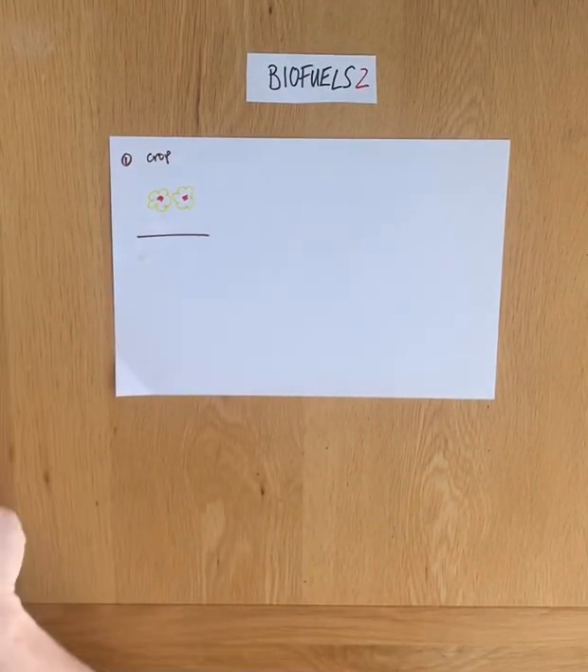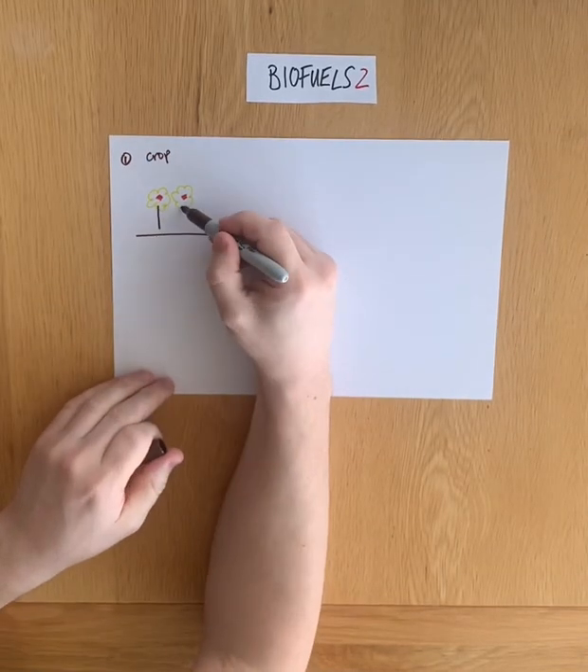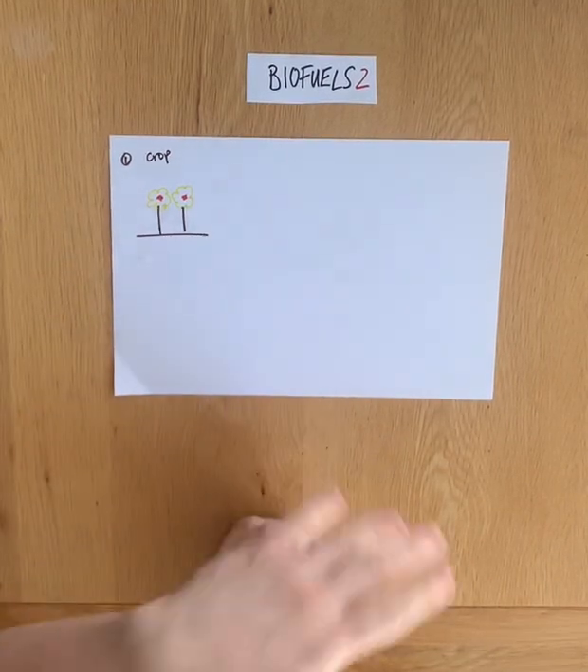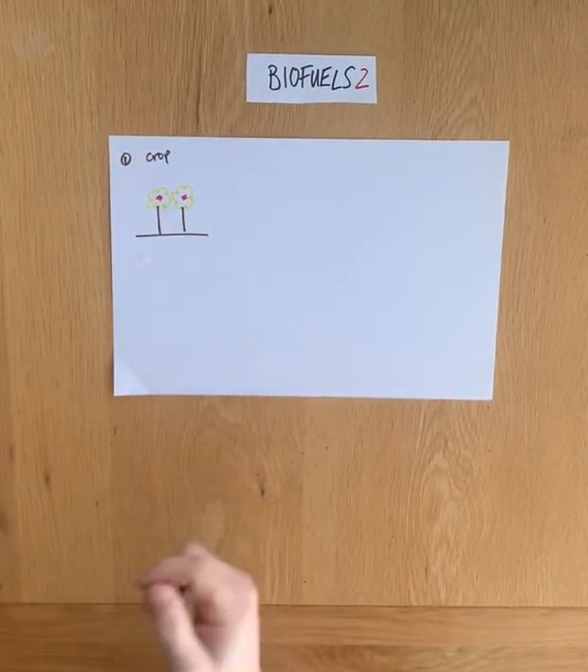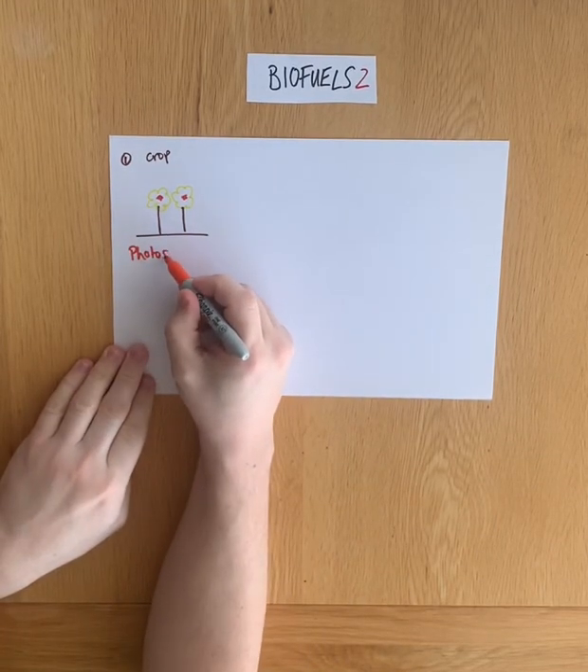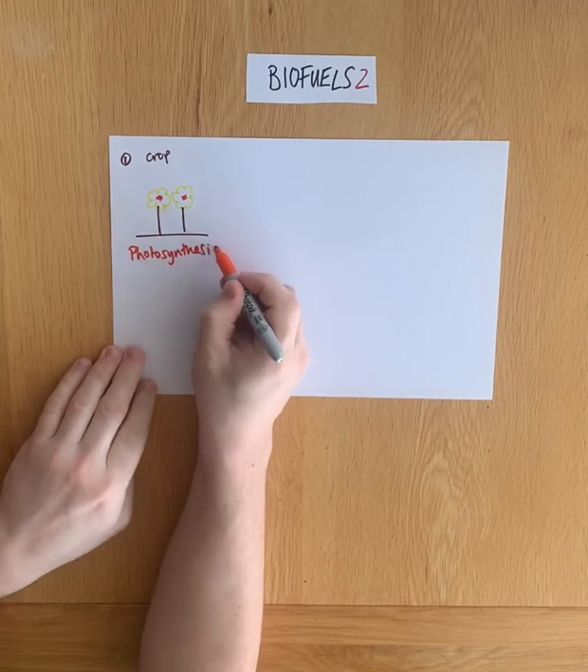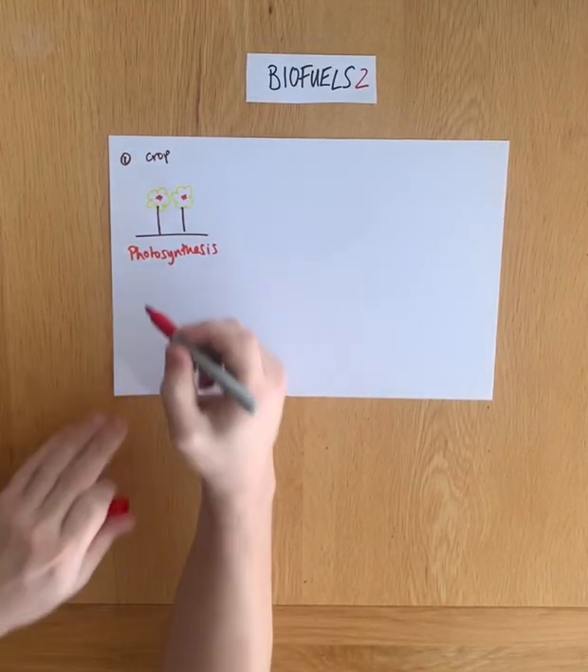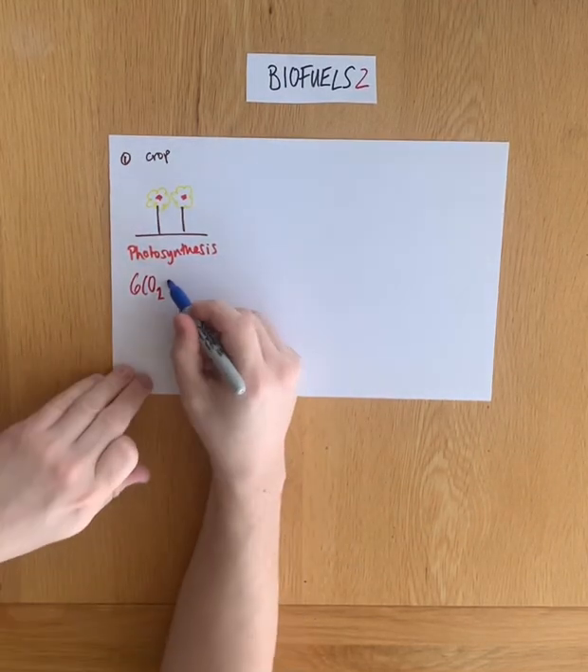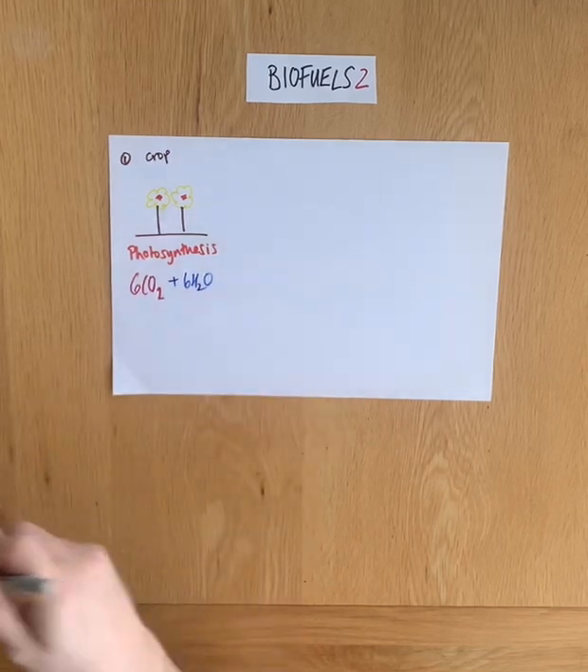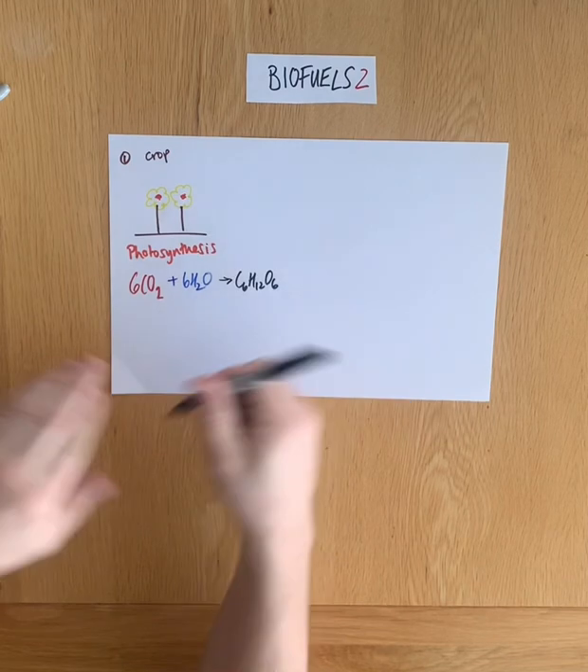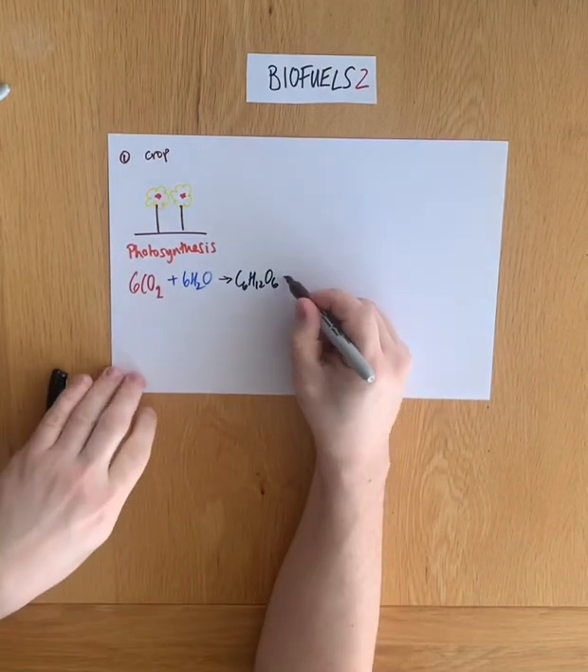So there are lots and lots of oil producing plants. Could be sunflowers, could be rape, could be whatever. Those plants, while they are alive, conduct photosynthesis, whereby they take in carbon dioxide from the atmosphere and they react it with water to make glucose, and they spit out a little bit of oxygen as well.